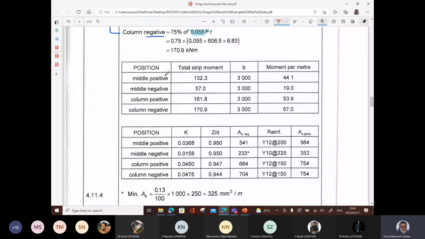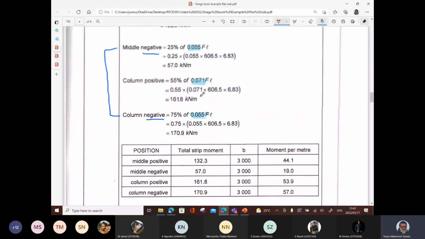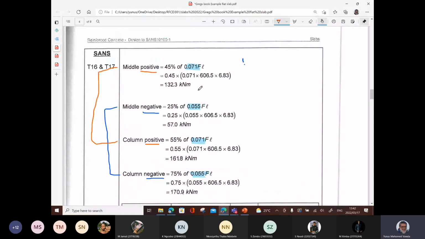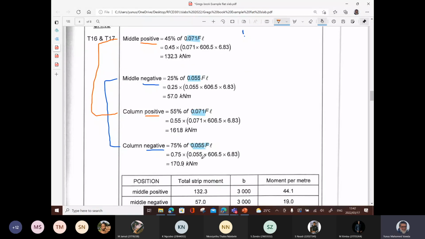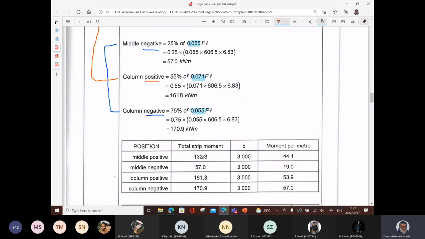Okay, 132.3. So we've got these moments: 132.3 kilonewton meters, 57, 161, and 170.